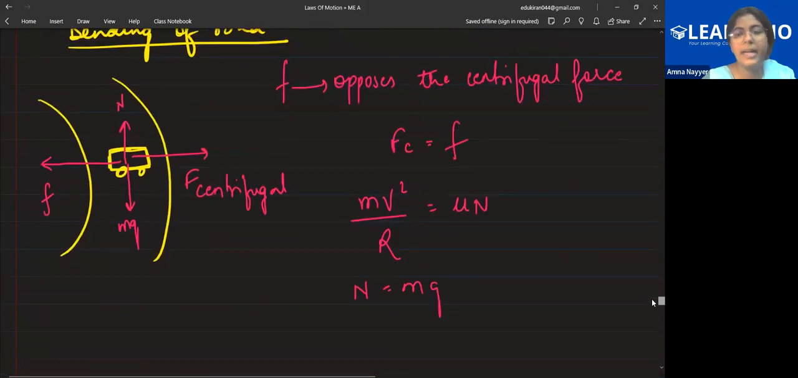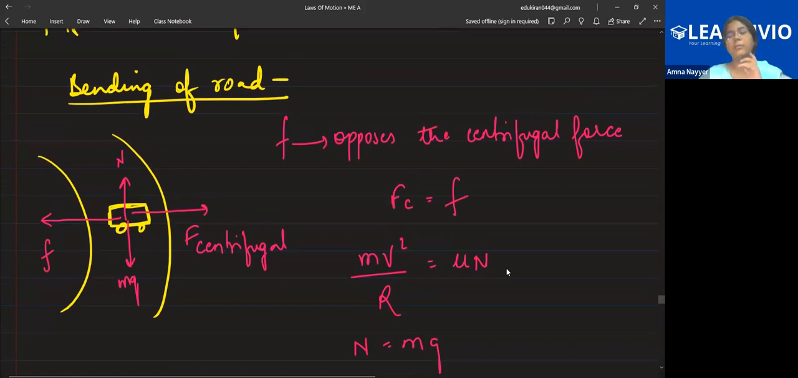See, let's start with the bending of road. Now, bending of road and banking of road, what are all these that we have to study? So just a small introduction, which you should know. See, I have talked about the safety limit. Please open the cameras, Jasleen, Shaima, Zainab, please.